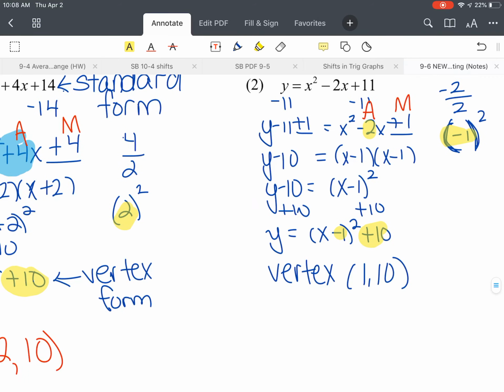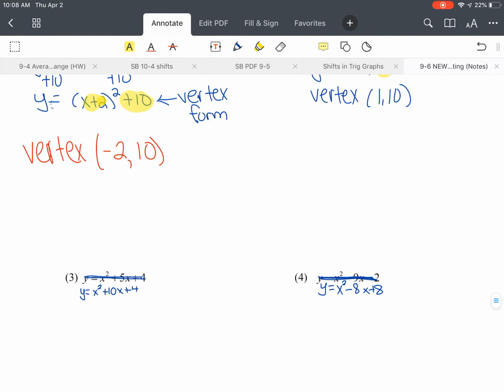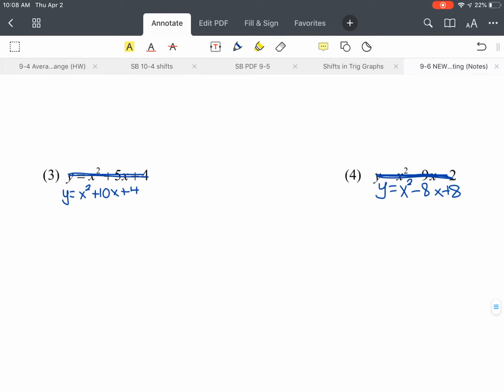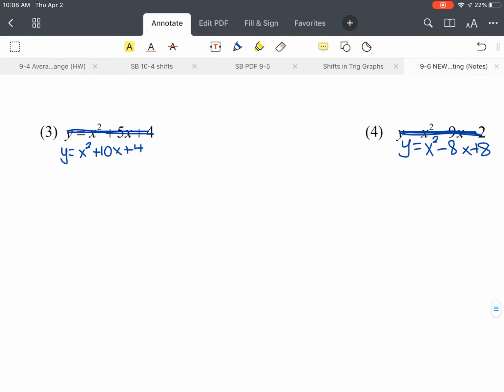Okay, if you're using the notes from our packet, I wanted to change these last two questions. So why don't you take a moment to change them. Number 3, I want it to be y equals x squared plus 10x plus 4. And in number 4, y equals x squared minus 8x plus 8. If you're following along from the notes on Canvas, I already fixed them for you. So these are the two that we're going to work on. So what I'd like you to do is pause this video right now, try number 3, and then come back.